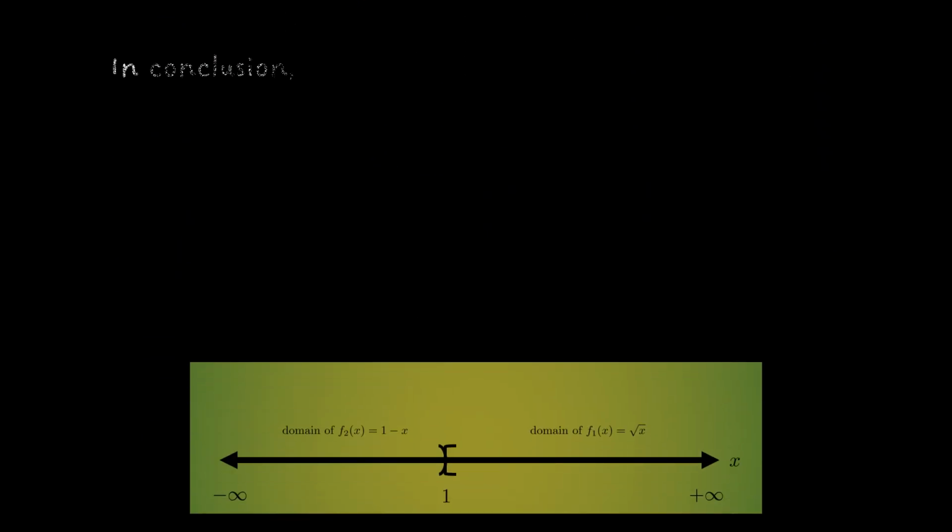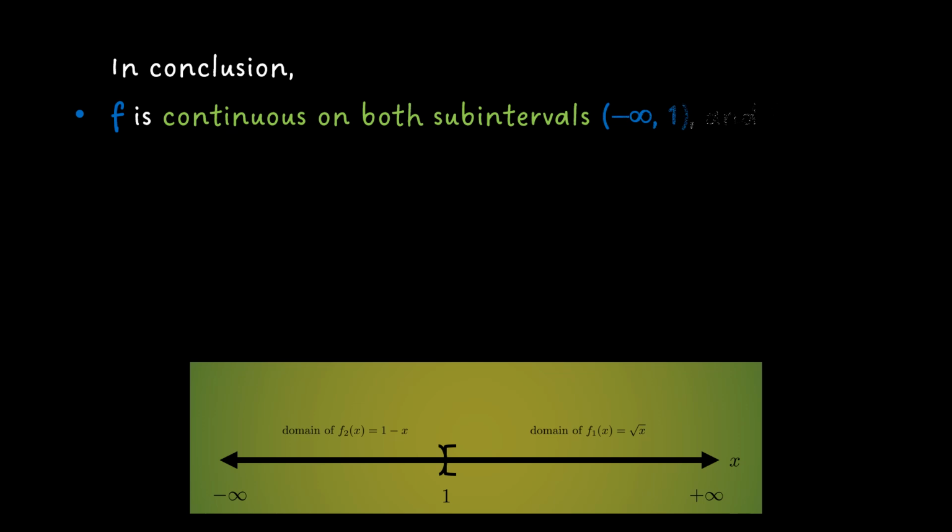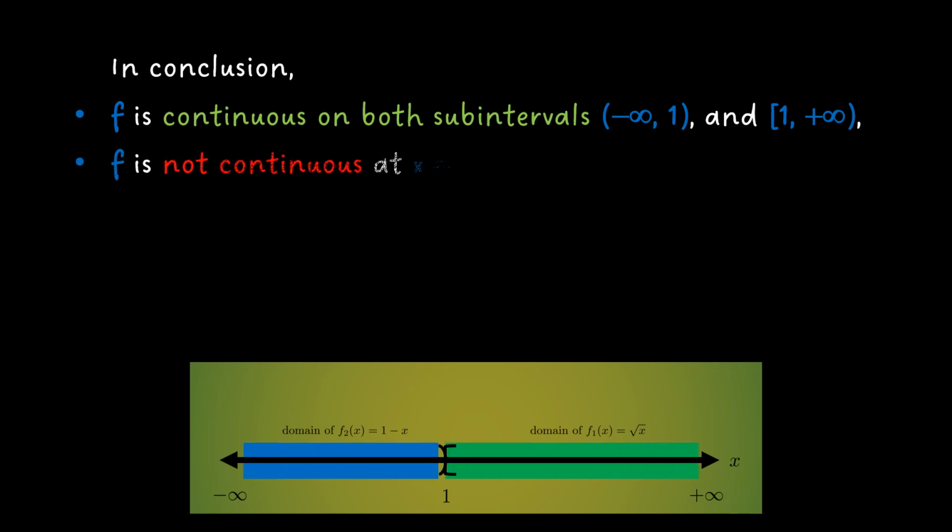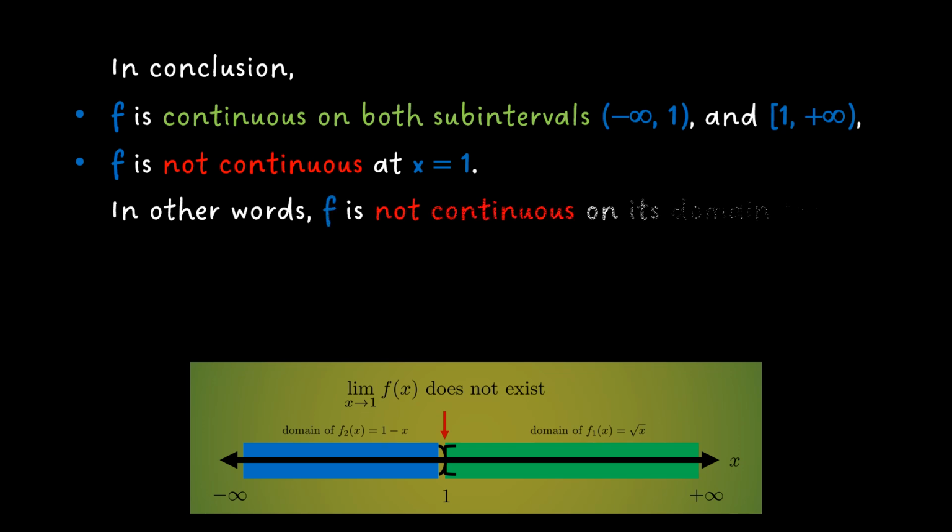In conclusion, f is continuous on both subintervals, negative infinity to 1, and 1 to positive infinity, but it is not continuous at x equals 1. In other words, f is not continuous on its domain, the real line.